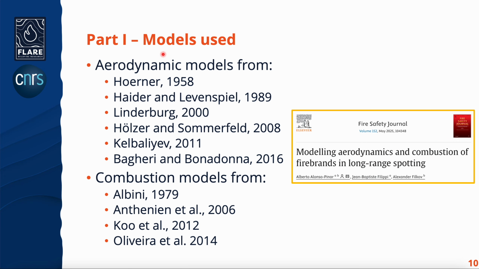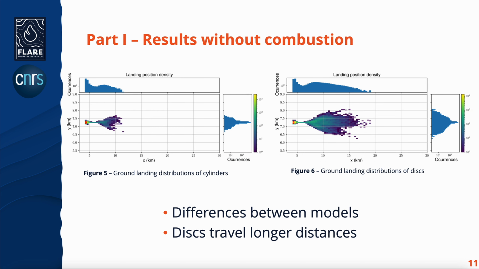So we have used a number of models that were used in the literature actually, different models that describe the aerodynamic, but also the mass loss of the combustion. And this has been published in a paper some months ago. So when we take a look at the results without combustion, so we only take a look at the aerodynamic effect, here I'm showing the amount of firebrands that are landed on the ground, so a top view. And so this is for cylinders, and this is for disks. And so when we compare all the models, we observe that cylinders are traveling less distance than disks.